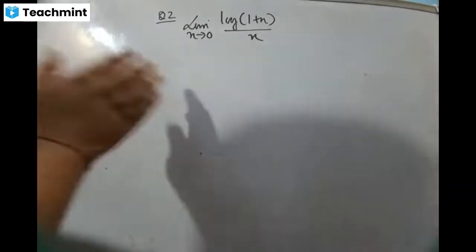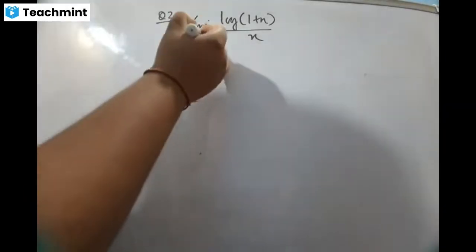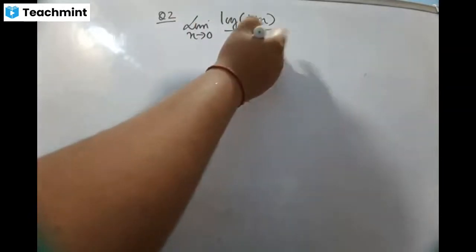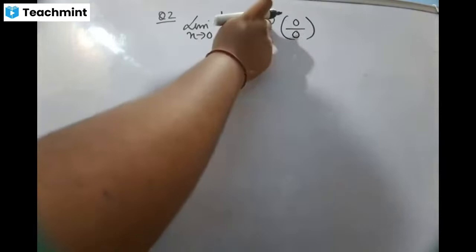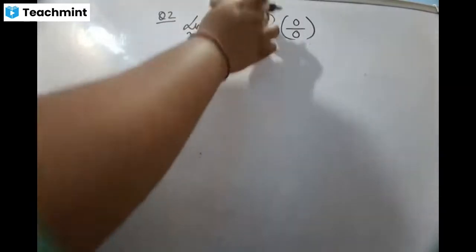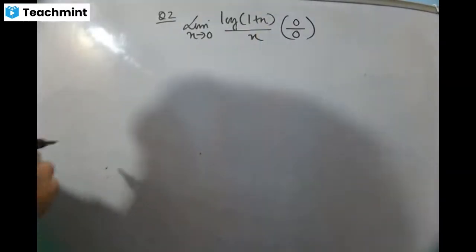Now let us follow the procedure. Put the value of x as 0. When the denominator is 0, the numerator is bound to be 0. You can give it a try. 1 plus 0 is 1, log 1 is 0. So this is 0 by 0 form, or it is called an indeterminate form.